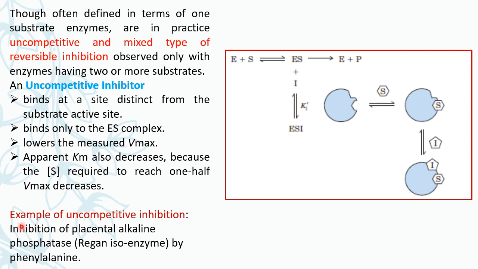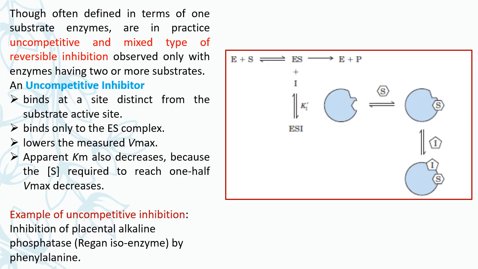Okay. Example of uncompetitive inhibition: inhibition of the placental alkaline phosphatase. Alkaline phosphatase is an enzyme which has various types of isoenzymes and isoforms. So placental alkaline phosphatase, which is also called Regan isoenzyme, is inhibited by phenylalanine. This is one example of uncompetitive inhibition.